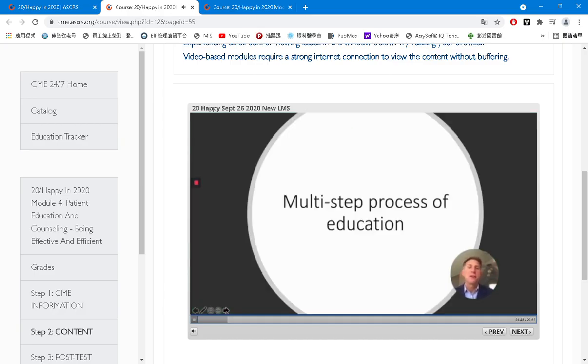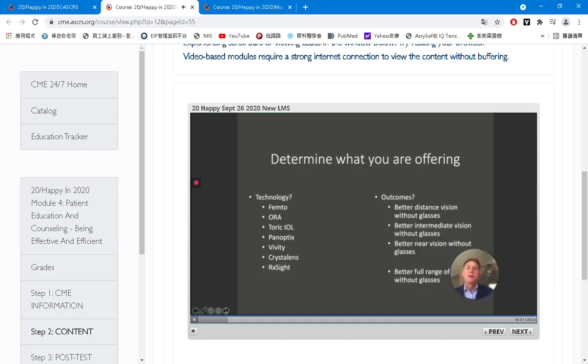So I see this as a multi-step process of education. Number one, you have to determine what you are offering with your cataract surgery package or approach. Some people go with an approach of offering technology. They might say a femto, or an Aura, toric IOL, and you pick and choose and maybe sell individual technology packages. What we've chosen to do within our practice is offer outcomes.